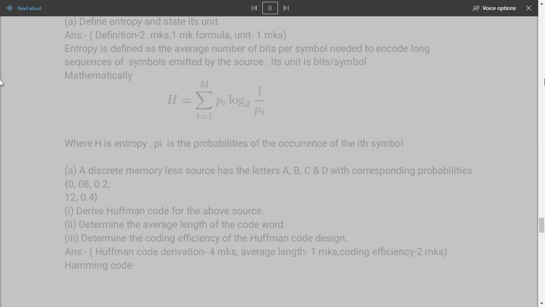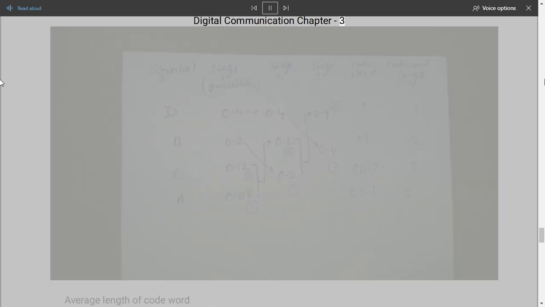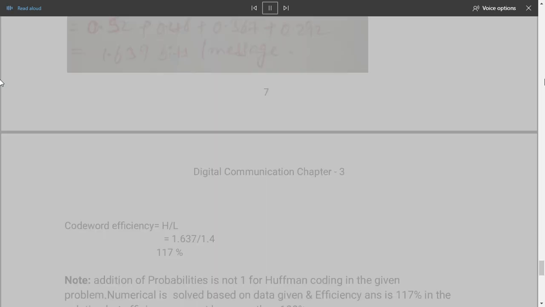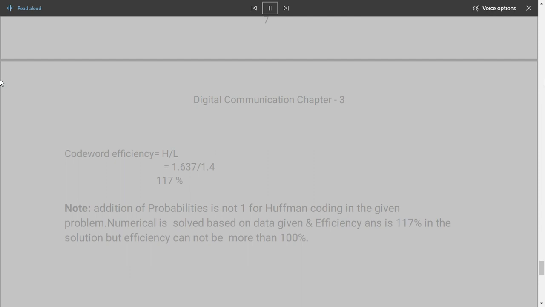Digital Communication Chapter 3. 7. Average length of code word. Code word efficiency equals H/L, equals 1.637/1.4, equals 117%.